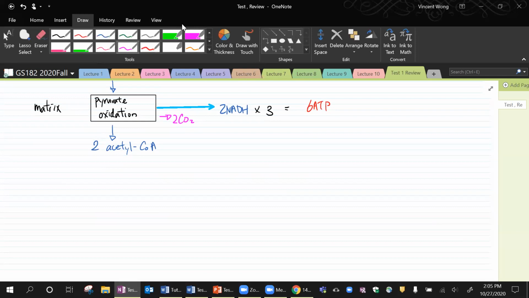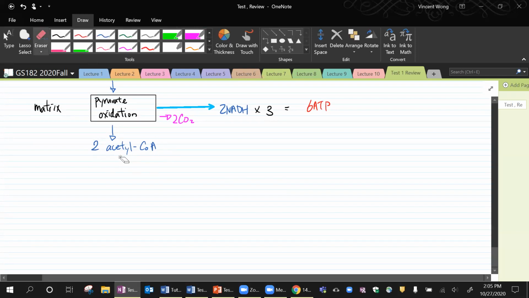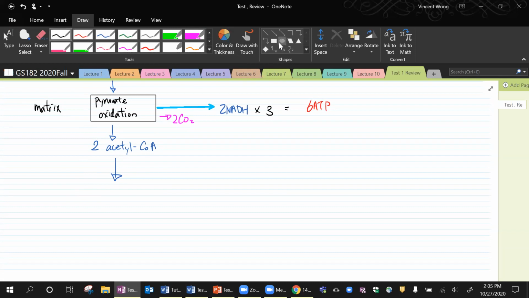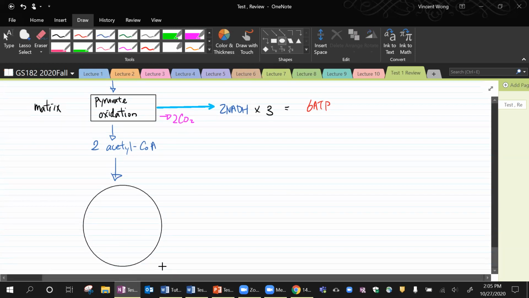Then what's going to happen is the acetyl-CoA will continue to go forward, and this time you're going to go into the Krebs cycle. Krebs cycle is a cycle, right? So it will join with, how should I draw this, it will join with something called oxaloacetate.